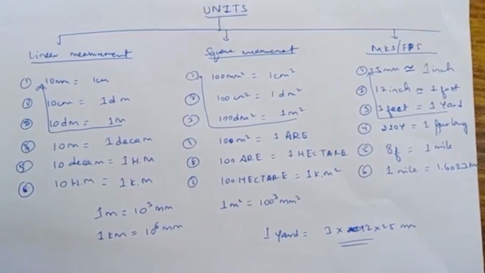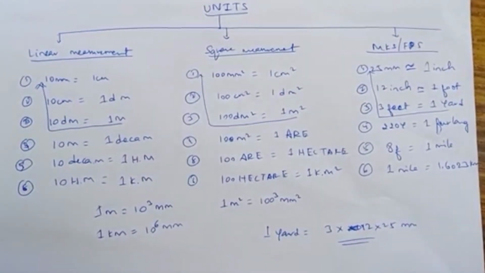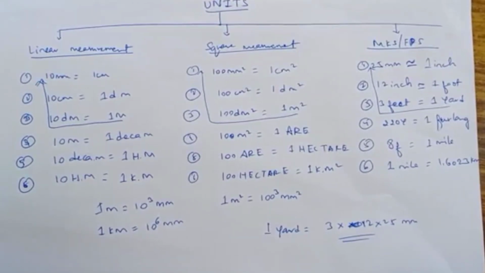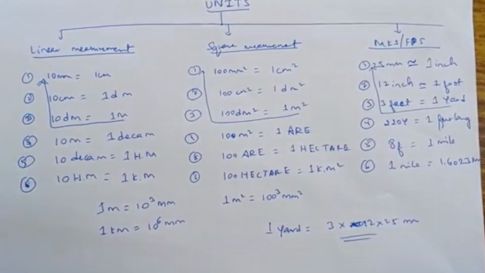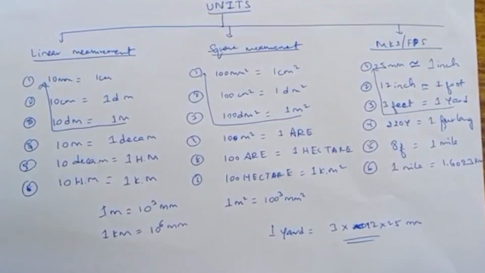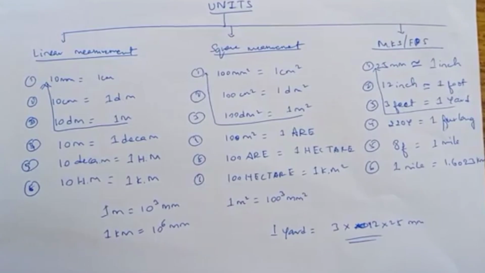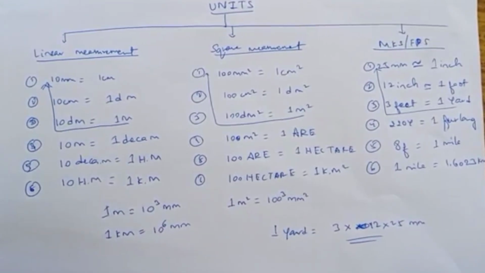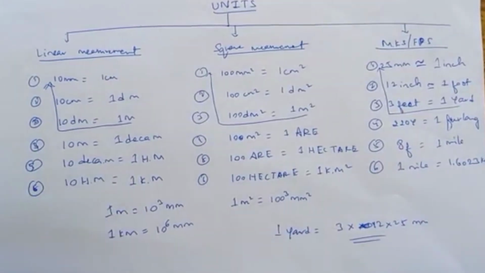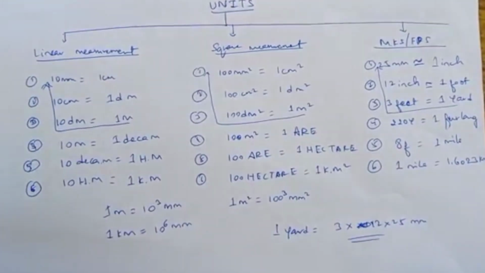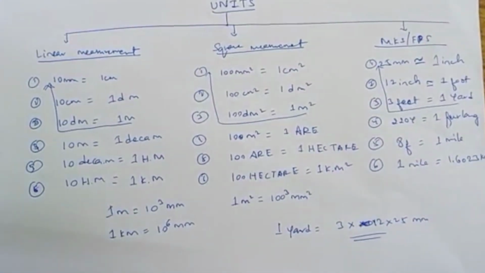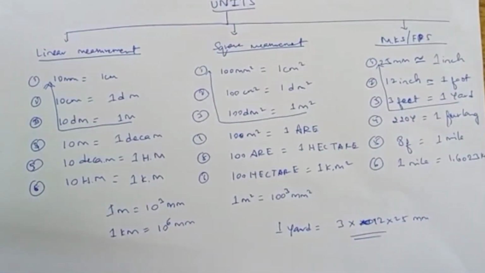Units. Here we have 3 types of measurements: linear measurement, square measurement, and MKS or FPS system. In the linear measurement we have 10 mm is equal to 1 cm, 10 cm is equal to 1 decimeter, 10 decimeter is equal to 1 meter, like that. In the same way in square measurement we have 100 mm square is equal to 1 centimeter square, 100 centimeter square is equal to 1 decimeter square, 100 decimeter square is equal to 1 meter square, 100 meter square is equal to 1 acre, 100 acre is equal to 1 hectare, and 100 hectare is equal to 1 kilometer square.